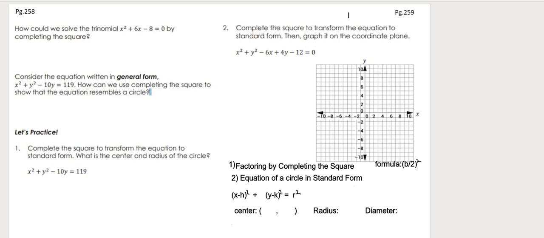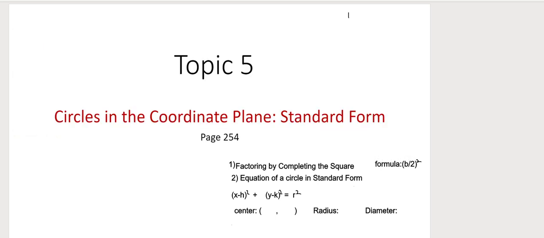So the last topic that you guys were learning about was how to write an equation of a circle. That was topic 5. And if you remember, the equation of a circle is (x minus h) squared plus (y minus k) squared is equal to r squared.